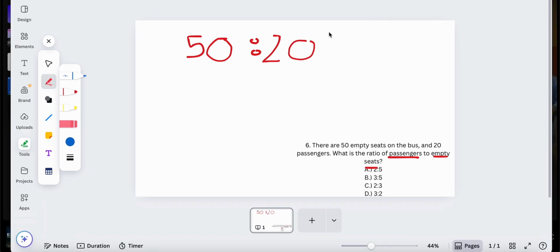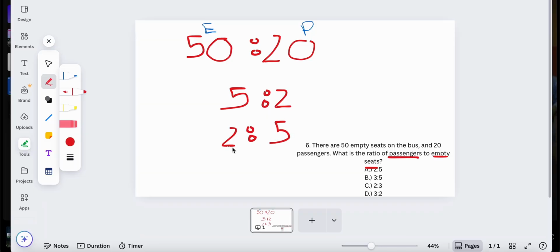So here, 20 passengers to empty seats. In this case, they're asking for passengers first. So passengers should be over here. And what can we divide this by, by the way? We can divide this by 10. If we divide this by 10, it will be 2 to 5. Now remember, they're asking for passengers first. Because they're asking for passengers first, we need to flip this around. In this case, it will be 2 to 5.